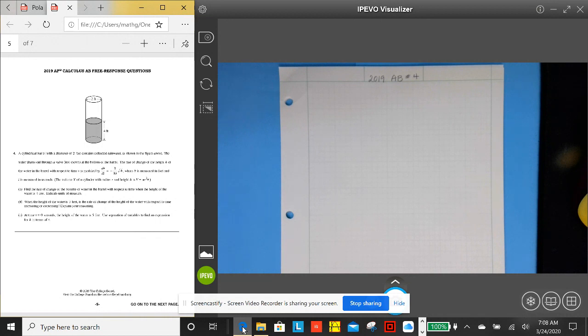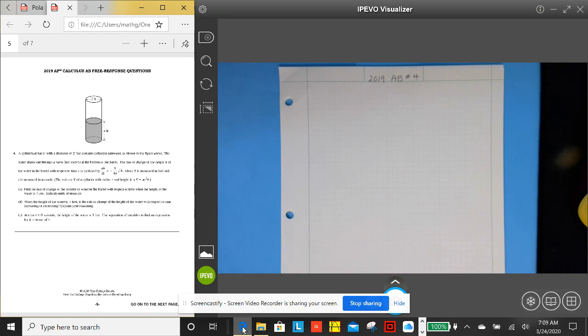in the figure above. The water drains out through a valve, not shown, at the bottom of the barrel. The rate of change of the height h of the water in the barrel with respect to time is modeled by a differential equation, which is dh/dt equals negative 1/10 the square root of h, where h is measured in feet and t is measured in seconds. And they gave us the volume of a cylinder, which is pi r squared h, but all of you guys knew that already. So the problem says, find the rate of change of the volume of the water in the barrel with respect to time when the height of the water is 4 feet.